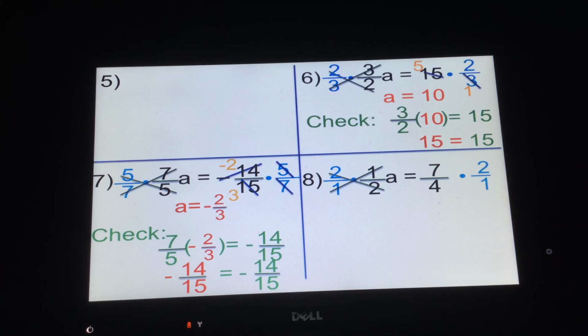So I'm going to be left with a equals, now, oh, I noticed that the 2 and the 4 have something in common. They have 2 in common. So when we divide them both by 2, the 4 turns into a 2, and the 2 turns into a 1. So again, we have 1 over 1 on the right fraction, so that doesn't even need to be there. So a is just equal to 7 over 2.